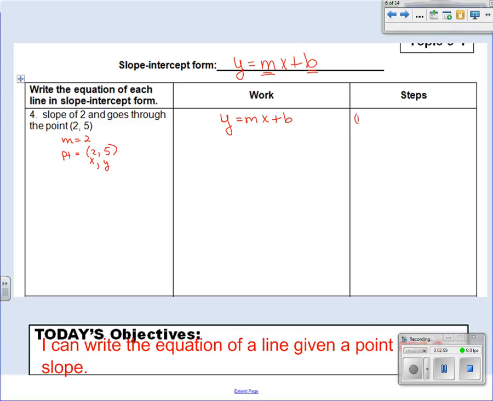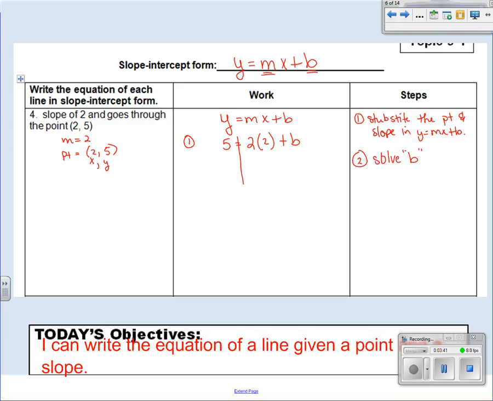Our first step is we're going to substitute the point and the slope into the equation. So what we know is we know the y and we know the x and we also know the slope. Looking back at our point, our y coordinate is 5, the slope is given as 2, the x coordinate is 2, and then we do not know b, that's our unknown. That's step 1.